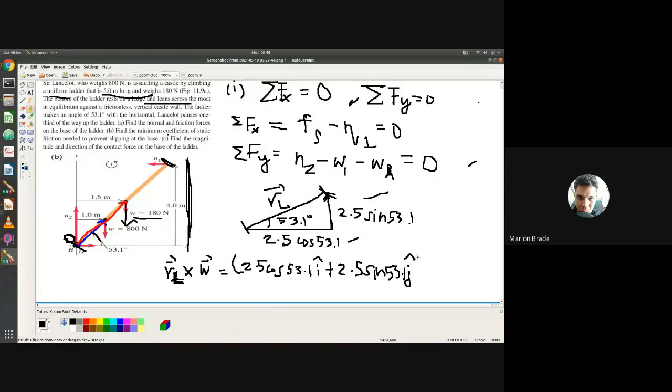Cross product siya sa unsa man ang W. There is a direction, there is a point sa center of mass sa ladder. Pila ang W dira? That is 180. Asa ang direction? I hat, j hat. J hat, right?